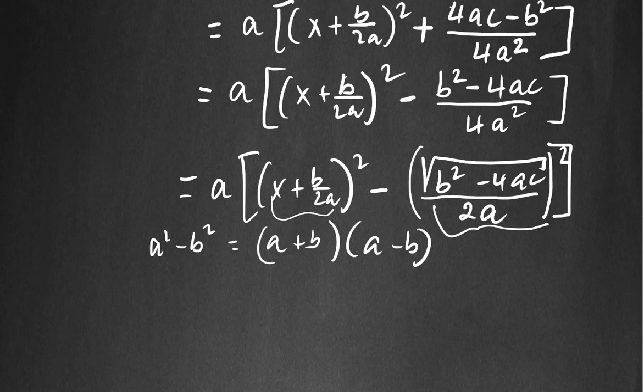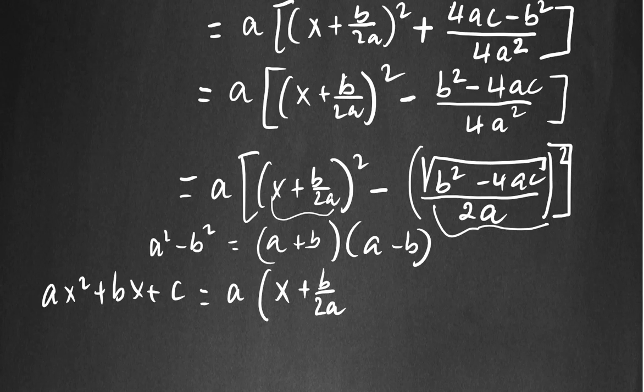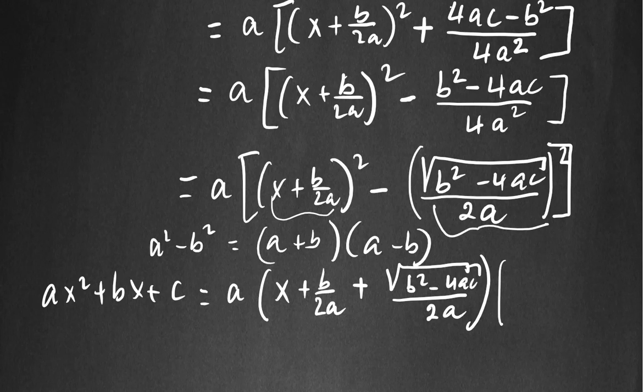So let's see, we get our ax squared plus bx plus c is a factor this part x plus b over 2a plus square root b squared minus 4ac over 2a, times x plus b over 2a, let me write my b, minus square root of b squared minus 4ac over 2a. I think you get it.